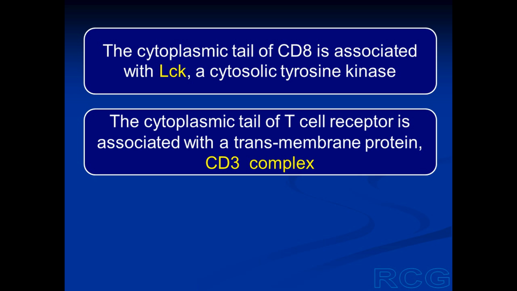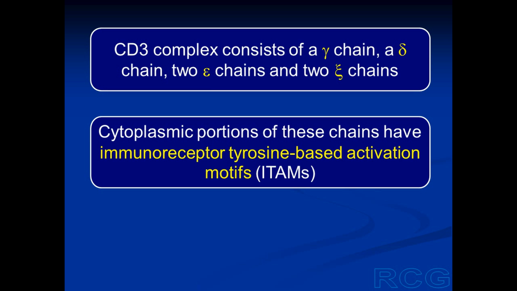The cytoplasmic tail of T cell receptor is associated with a complex known as CD3 complex. Now, this CD3 complex is a transmembrane protein made up of several polypeptide chains. These chains are a gamma chain, a delta chain, two epsilon chains, and two zeta chains. So together, these chains constitute the CD3 complex, which is a transmembrane protein associated with the T cell receptor.